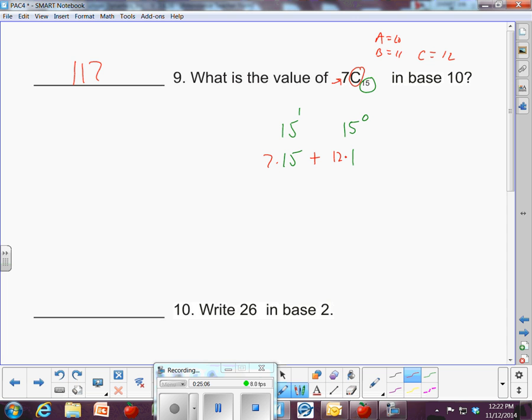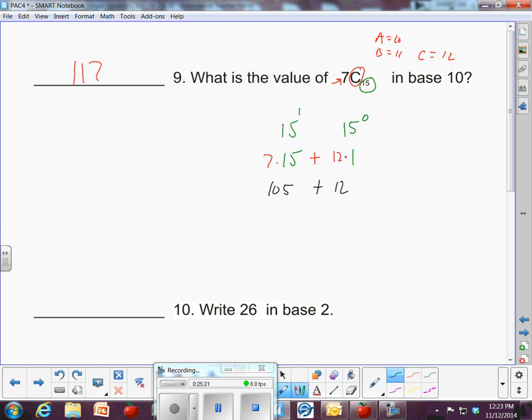Now you got to do your multiplication well. 7 times 15 is 105 plus 12, 117. Awesome job. How many got that right again? All right, good job. Good job.